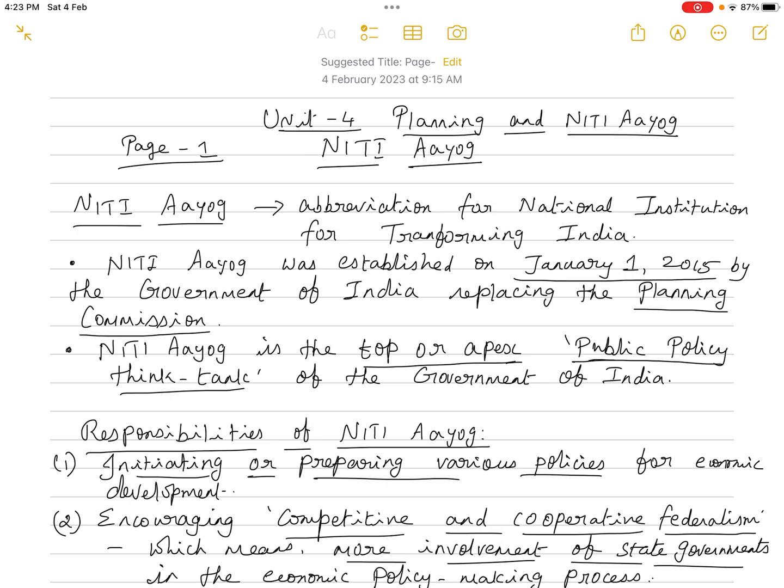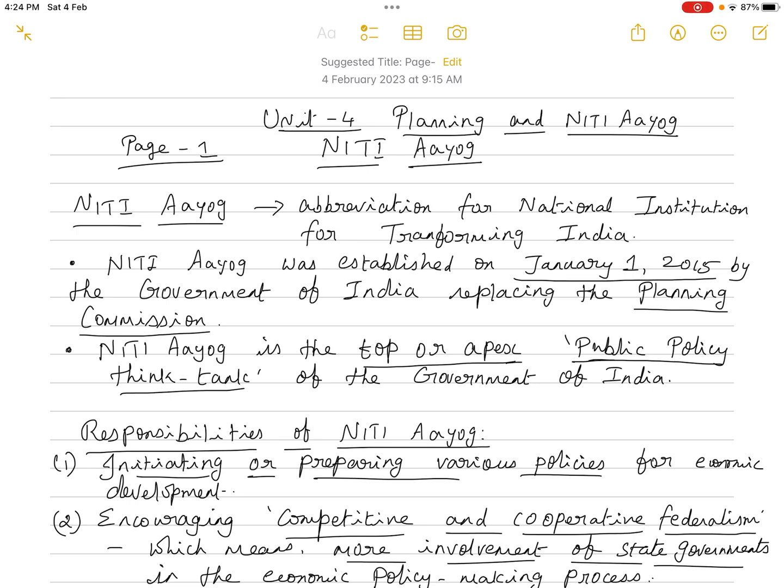Before answering the functions, I would briefly explain to you about NITI Aayog. The full form of NITI Aayog is National Institution for Transforming India. The name itself says the purpose is to transform India. That's why it is NITI Aayog. It was established on 1st of January 2015 by the Government of India, replacing the Planning Commission.